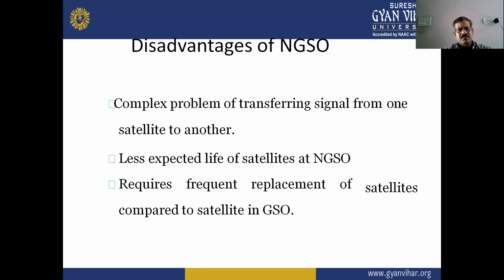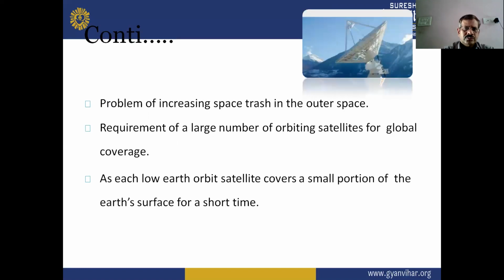And also there are some disadvantages of NGSO. Complex problem of transferring signal from one satellite to another, less expected life of satellite in NGSO, requiring frequent replacement of satellites compared to satellites in GSO. Problem of increasing space stress in the outer space. Requirement of a large number of orbiting satellites for global coverage, as each low Earth orbit satellite covers a small portion of the Earth's surface for a short time.